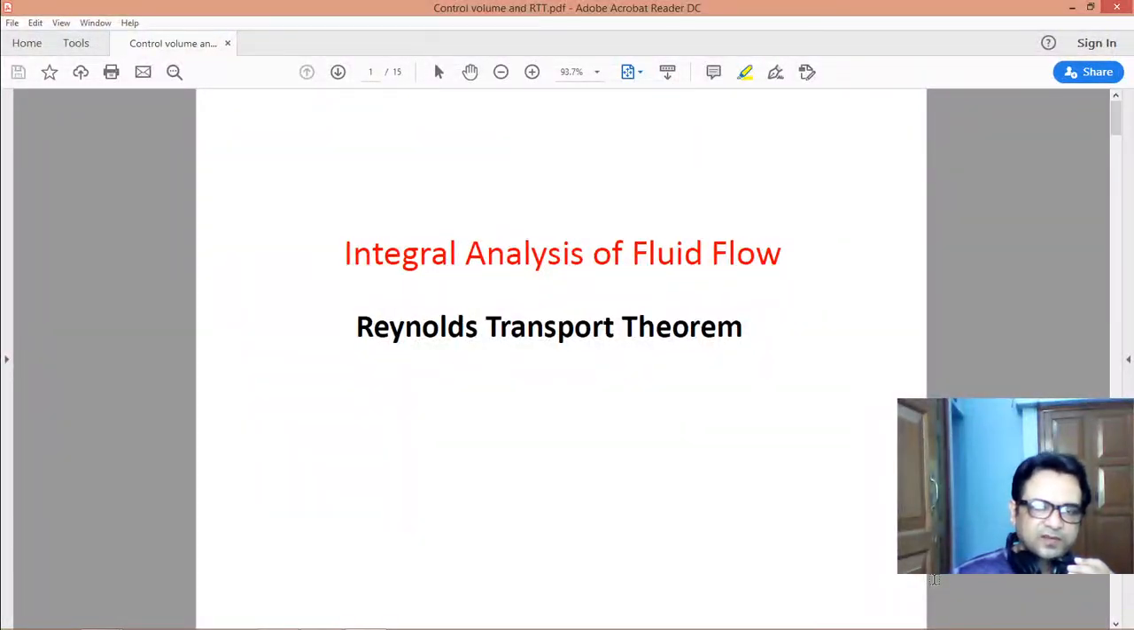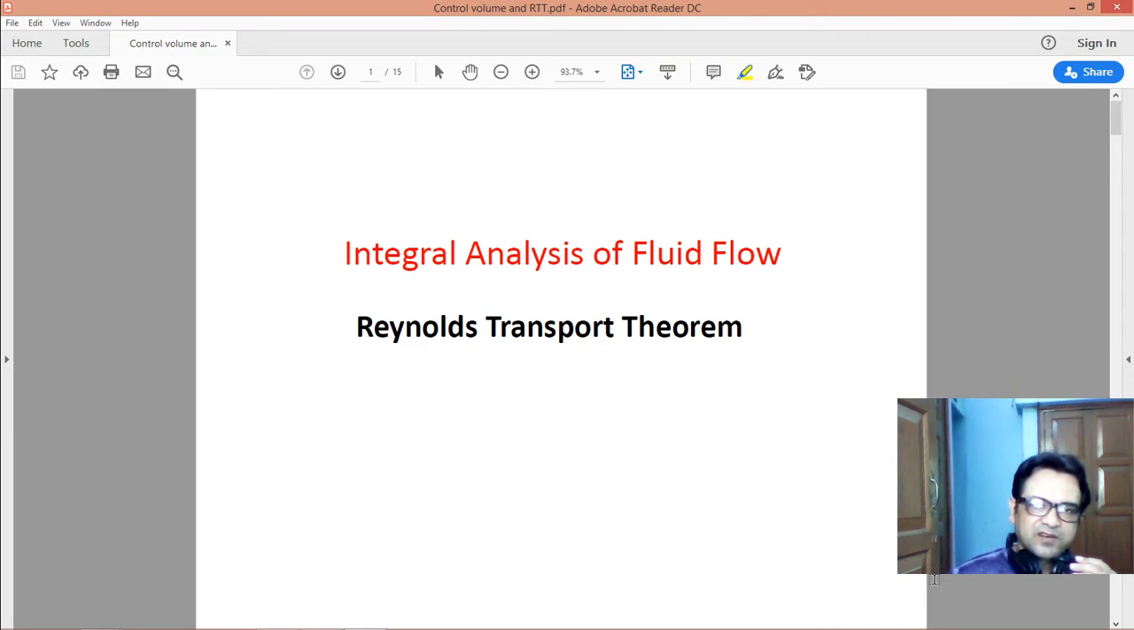So in this class we will discuss the integral analysis of fluid flow. We will derive the Reynolds transport theorem, which is very important in the integral analysis. So basically, what is the difference between integral analysis and differential analysis? Already we have covered the differential analysis.